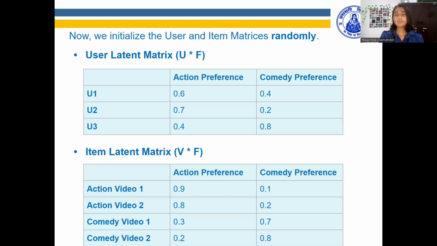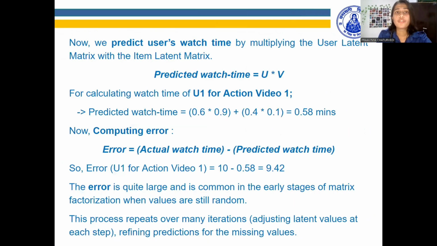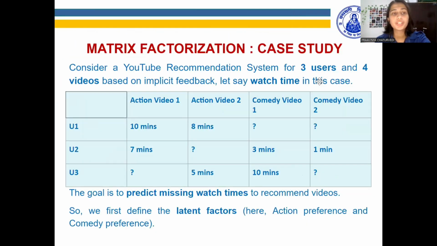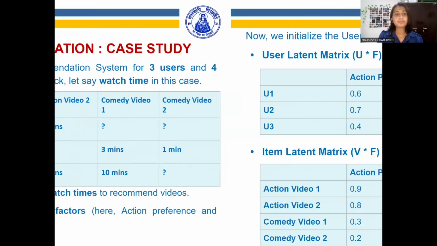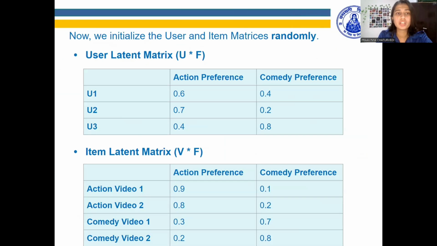So if we see, we are going to predict the user's watch time by multiplying a user latent matrix with an item latent matrix. So let's say we have to predict the watch time of user 1 for action video 1. Although it's given here, let's say we have to predict that. And we don't know that the user has already watched it for 10 minutes. So what we are going to do here is multiply U1 with action video 1 in both the cases. That is for action preference and comedy preference.